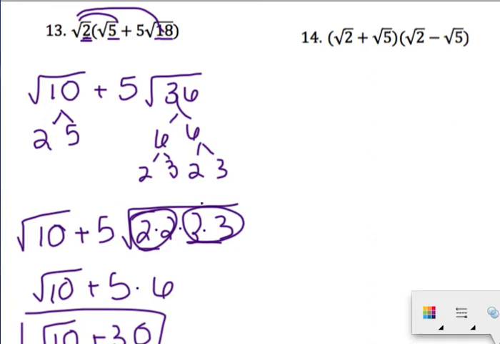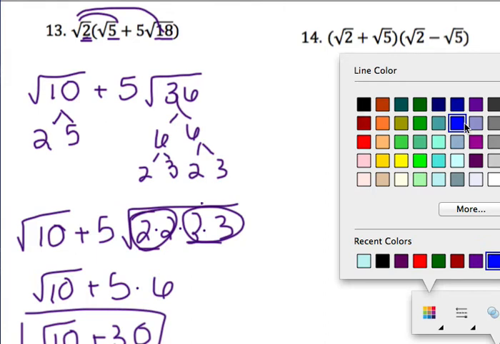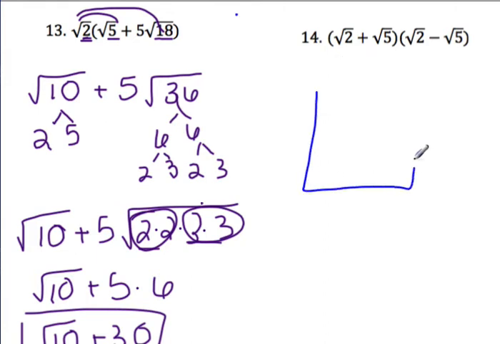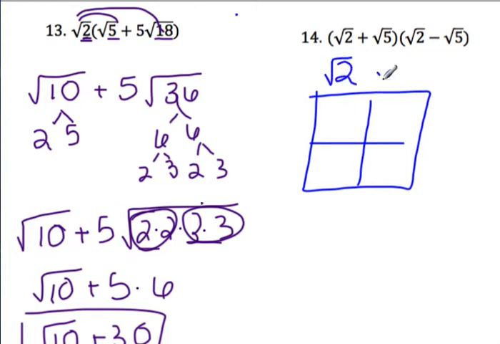Now, let's take a look at number 14. When you do number 14, what you want to do is use the box method. So when you do that, you have square root of 2, square root of 5. Here's square root of 2, negative square root of 5. And just for a fun piece of trivia, these are called complements. That's something you're going to work with in Algebra 2, this complements property.